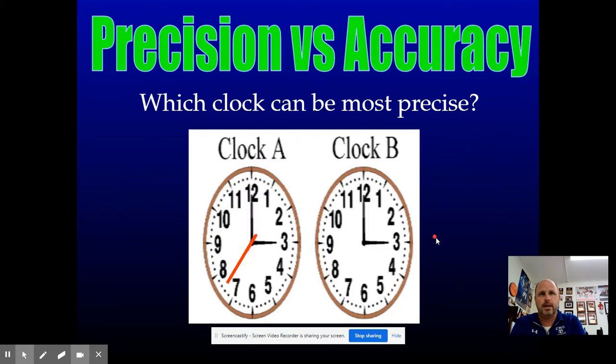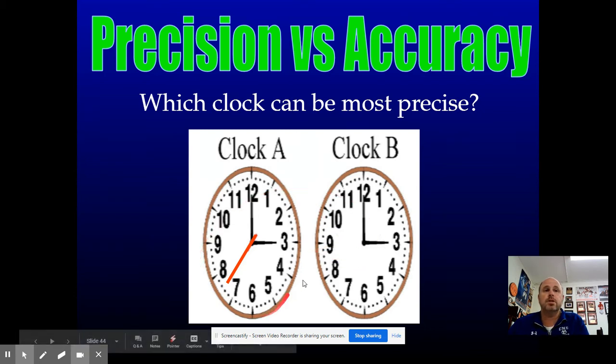These are old school clocks. People don't like old school clocks, but they do still exist. We actually have them in school. So which one of these clocks can give you the most precise measurement? So now we can look at it in terms of one thing.